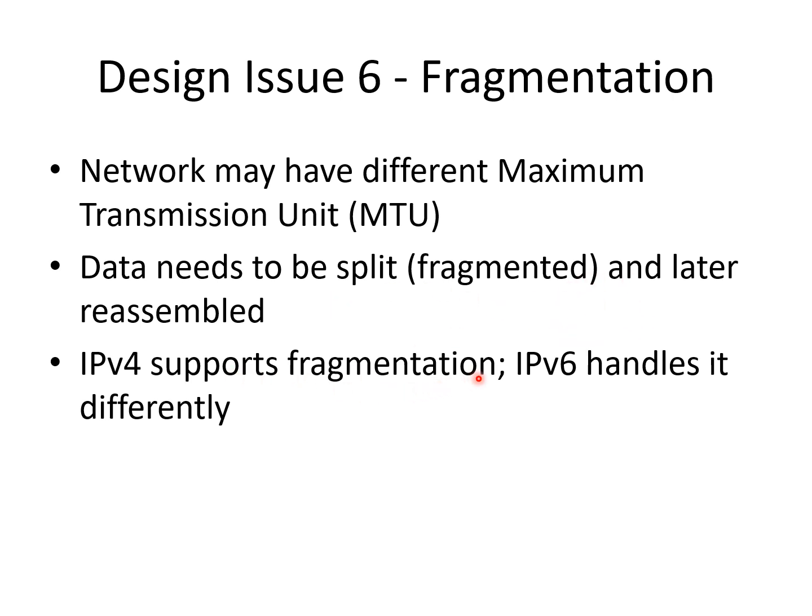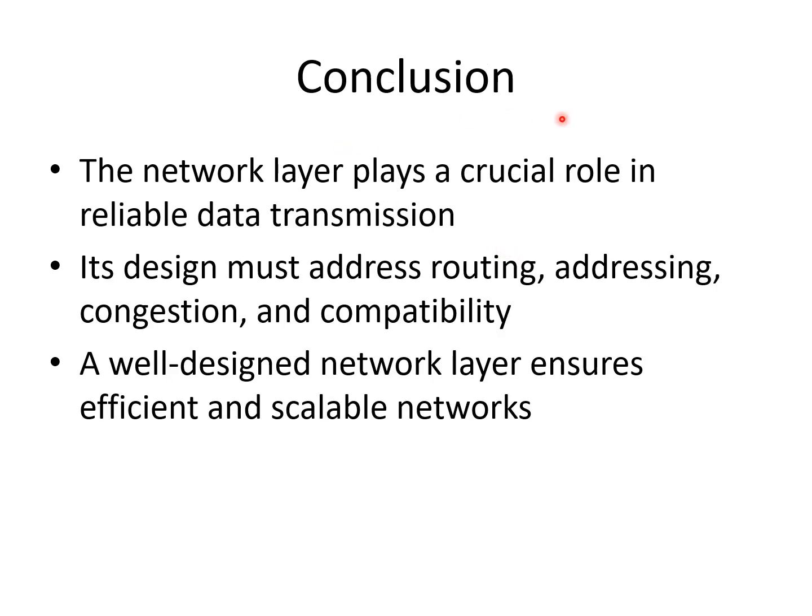IP supports fragmentation, and IP version 6 handles this fragmentation in a different manner in comparison to IP version 4. Now we can conclude that network layer is basically an important layer in the network. It plays a crucial role in reliable data transmission, but its design issues are basically routing, addressing, congestion control, and compatibility within the network. A well-designed network layer ensures an efficient and scalable network.